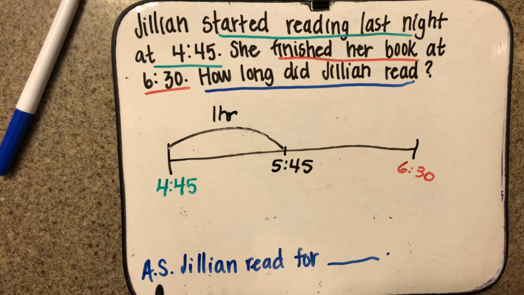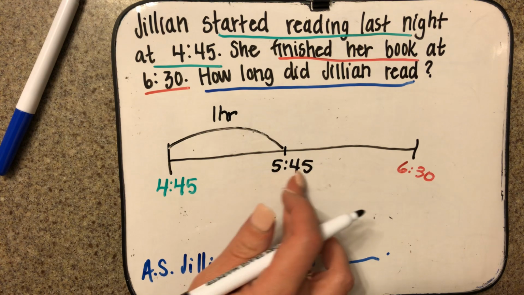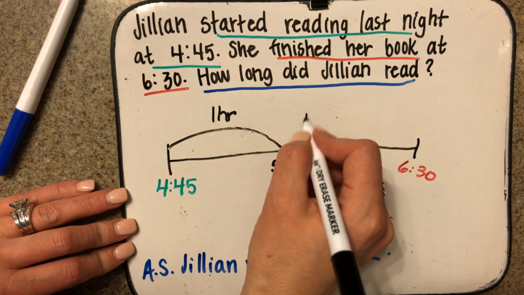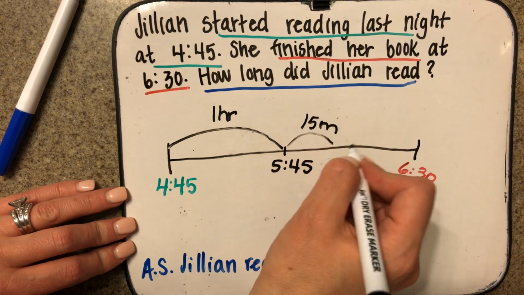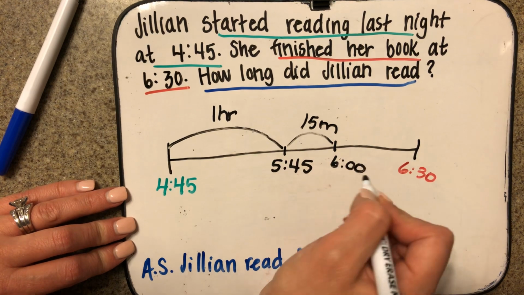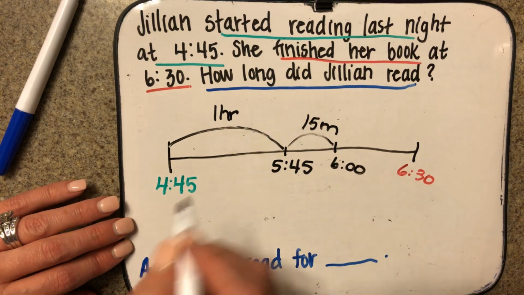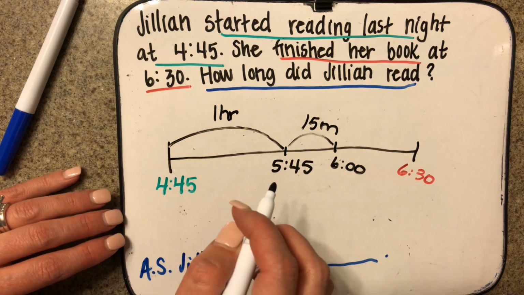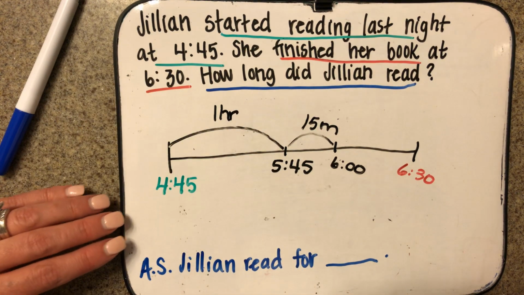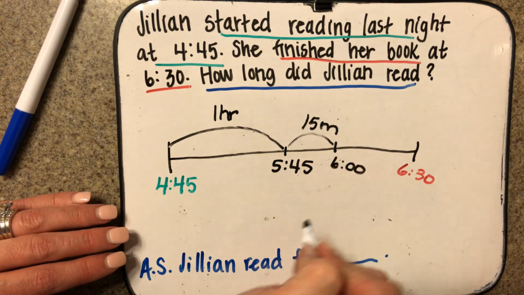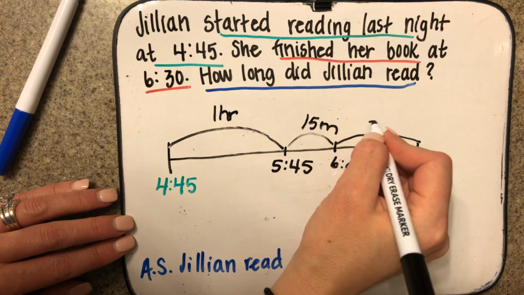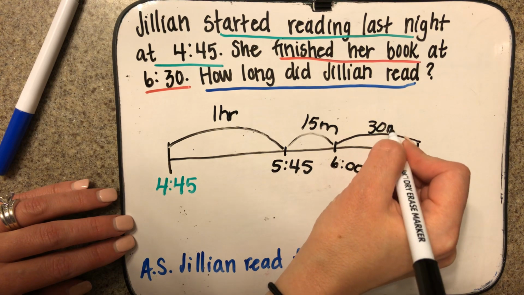So I want to see if I can jump to the next hour. So I'm at 5:45, and I know it takes 15 minutes to get to the next hour. Now I'm at 6 o'clock, and I didn't have to jump 15 minutes. I could have broken that into 10 minutes and then 5 minutes. It's up to you and how you want to jump. Okay, now I'm at 6 o'clock, and I'm going to 6:30. So my last jump is going to be 30 minutes. So I jump it and label it.